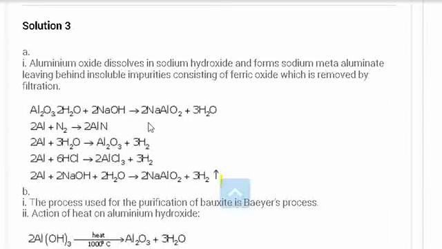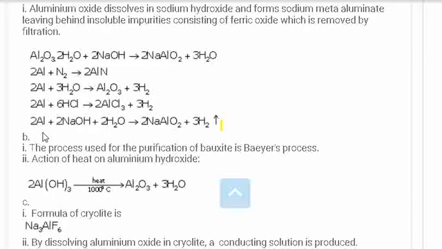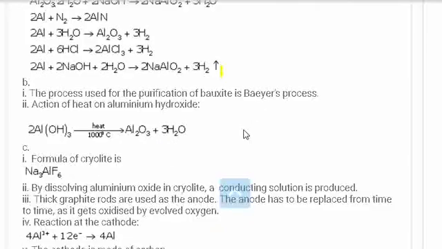2NaOH. So this reaction will be 2NaAlO2 plus 3H2O. Then 2Al plus 3H2O gives Al2O3 plus 3H2, and 2Al plus 6HCl, hydrochloric acid, gives 2AlCl3 plus 3H2. This is all part of the removal and filtration process. And 2Al plus 2NaOH plus 2H2O gives 2NaAlO2 plus 3H2, hydrogen.